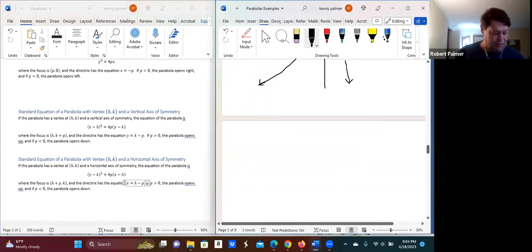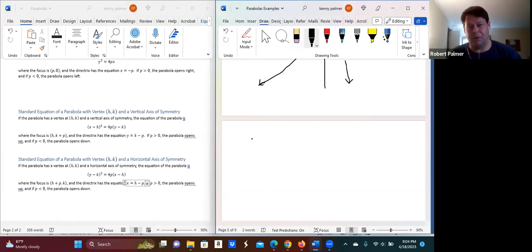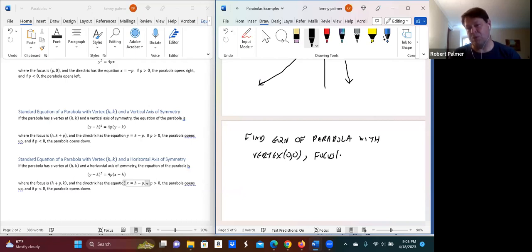So now let's take another look at another idea, a couple more things to understand. Let's say we want to find the equation of the parabola. Like another example, a different example this time. This time, I'm going to give you the vertex, which is 0, 0, and the focus is 0, 10.